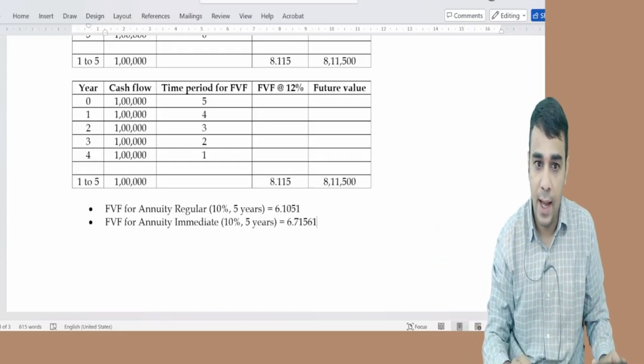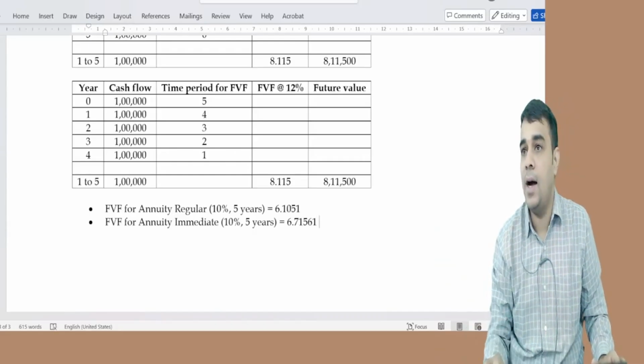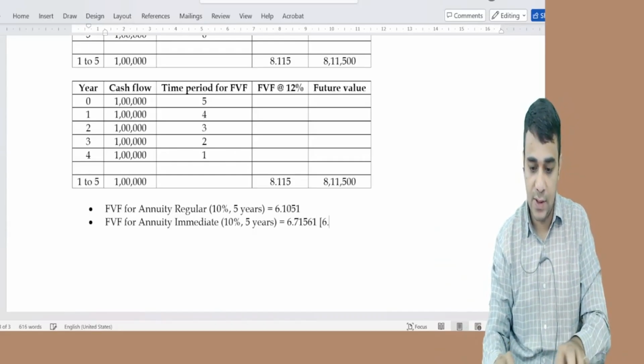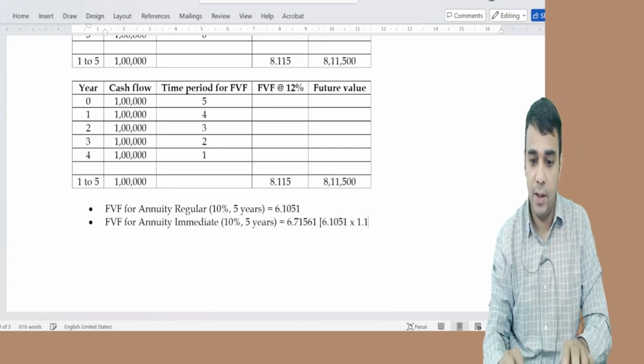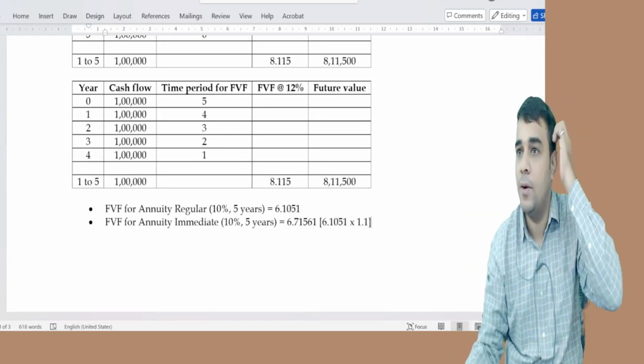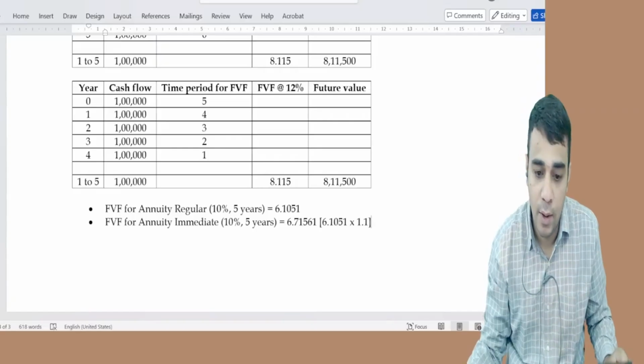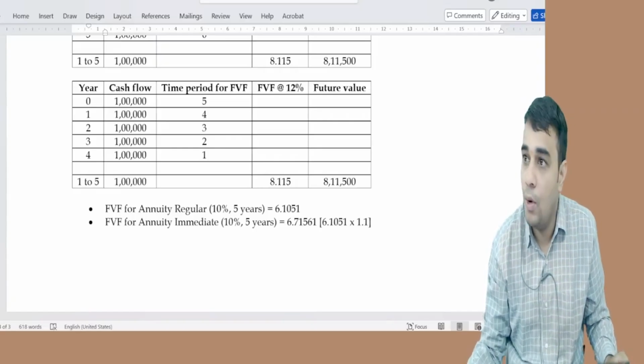This number has another answer, which is nothing but 6.1051 into 1.1. One more year of compounding.